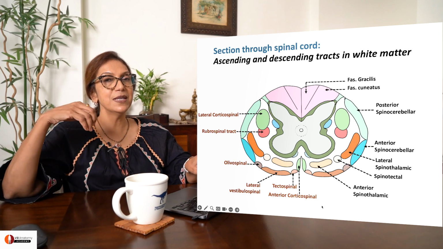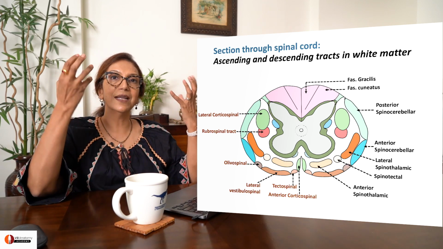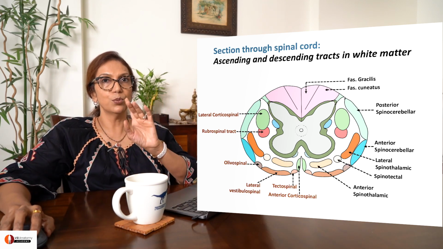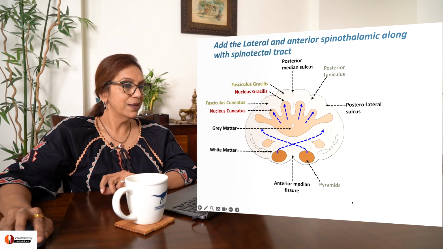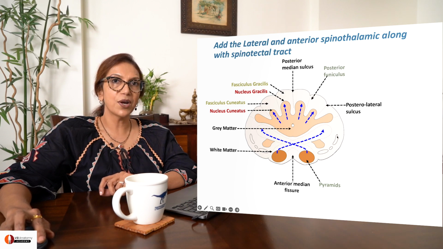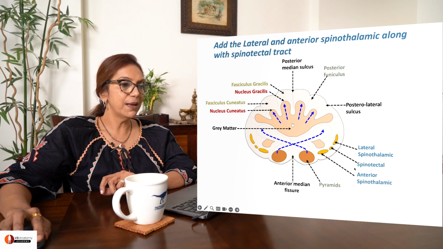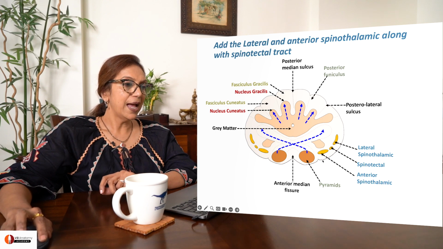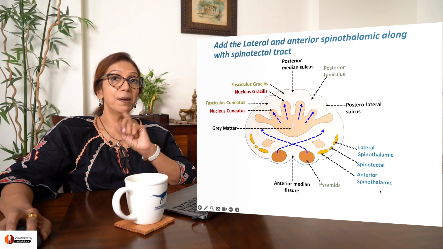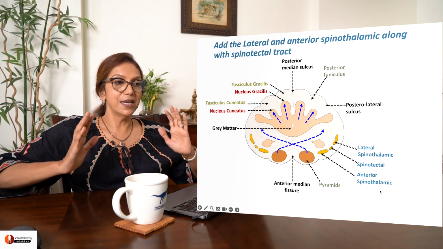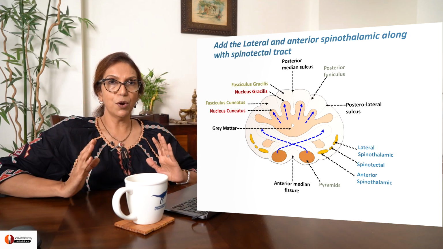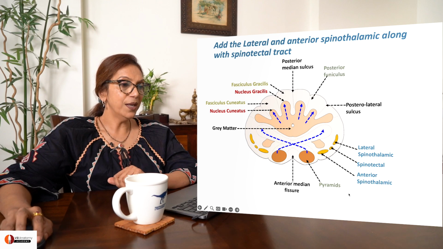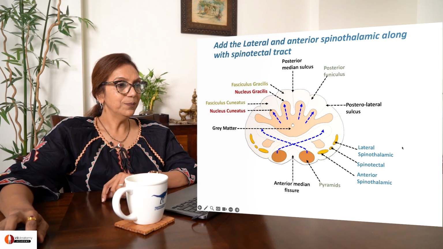This is just a reference image for you to understand which are ascending and which are descending. Use it well. Right. So this is the diagram you've been developing. Here now I want you to add these three tracks. The lateral spinothalamic, the spinotectal, and the anterior spinothalamic. Remember, these were there in the spinal cord. They are just carrying sensation of pain, temperature, touch, pressure from the spinal cord upwards. Okay, so draw these, label them.